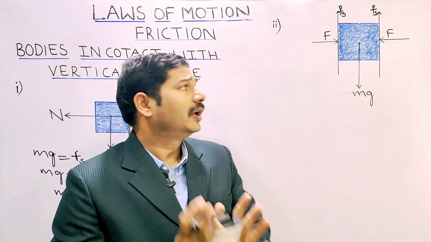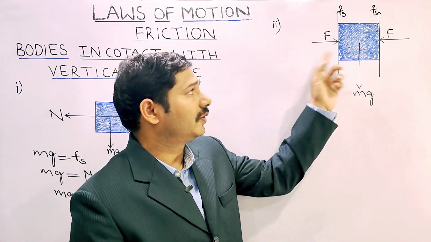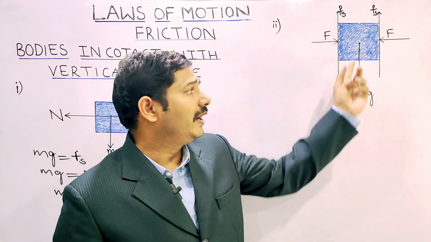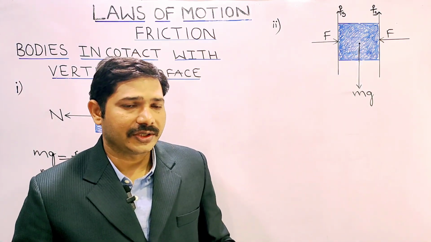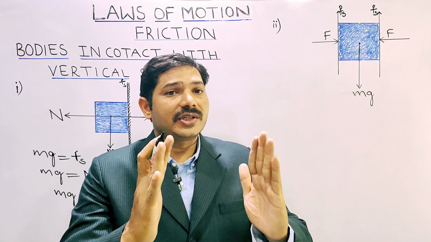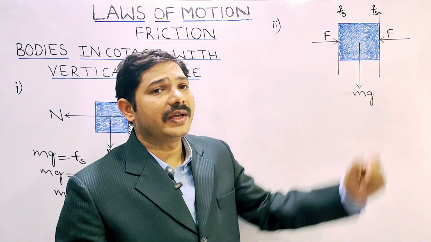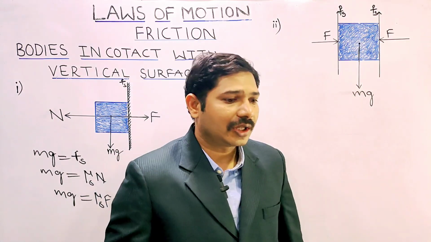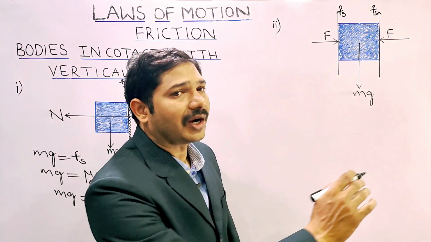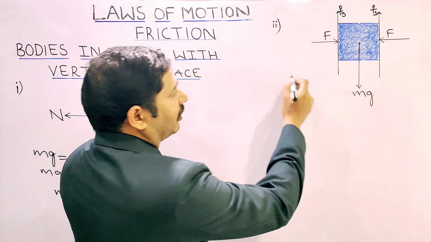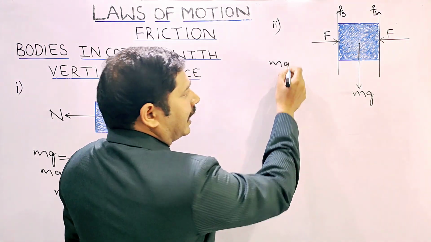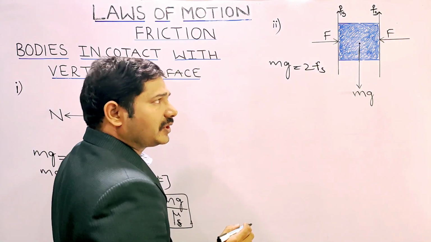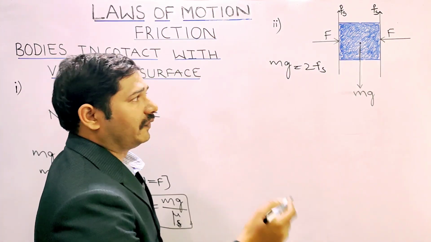Okay, so what happened that time? F amount of force from both sides we are applying. So what happened? The weight of the body acts vertically downward. Here, on both sides, frictional forces Fs and Fs I am taking. So the weight of the body, mg, equals what we can take? mg equals 2 Fs, the frictional forces Fs plus Fs.